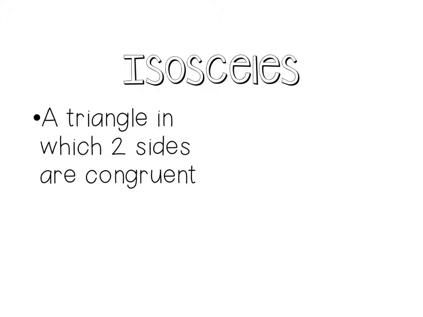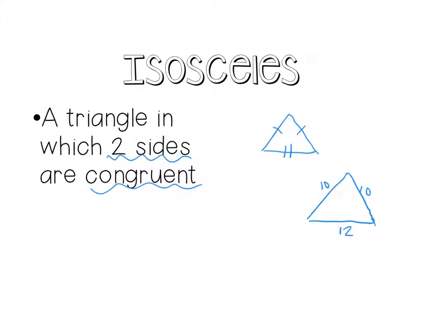The next one is an isosceles triangle, and that's where two of the sides are congruent. So I have a triangle that looks like this. I know that this side and this side are congruent, and this one is not. So that would be like saying a triangle like this, where I have 10, 10, and 12. So two of those sides are congruent.